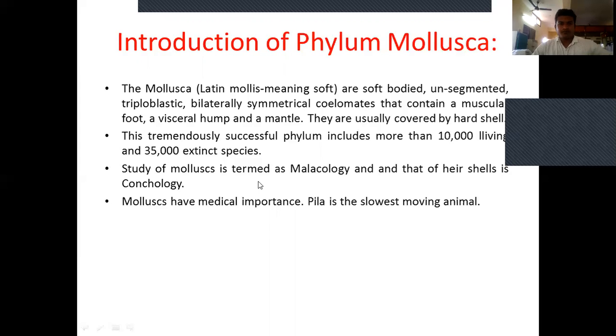This tremendously successful phylum includes more than 10,000 living and 35,000 extinct species. In that phylum Mollusca, there are about 10,000 living species and 35,000 extinct species. Now, the study of mollusks, which come under the phylum Mollusca, is termed malacology, and the study of the shells of mollusks is termed conchology. Mollusks have medical importance in different disciplines. Pila globosa is the slowest moving animal in the phylum Mollusca.